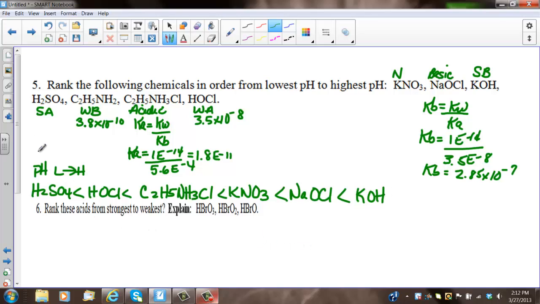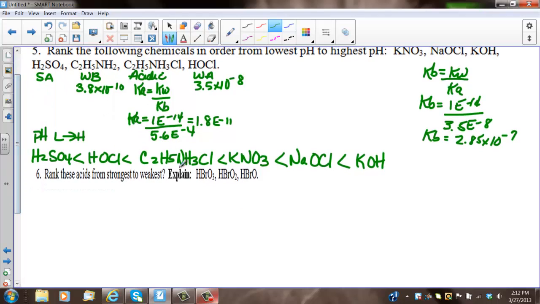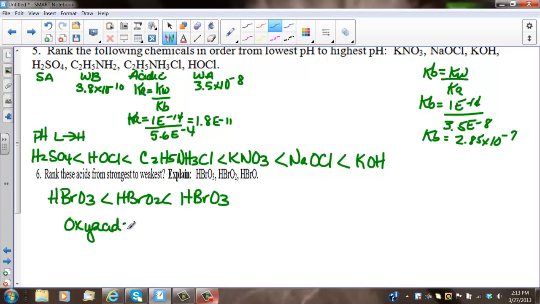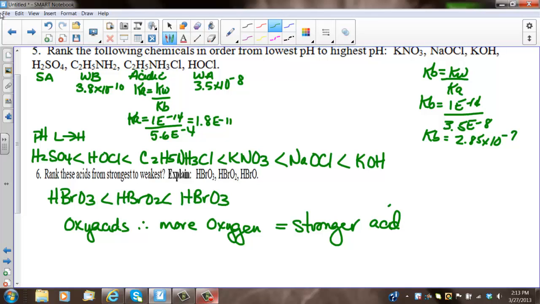Okay. How do we rank these? Strongest to weakest, that's going to be HBrO3 is less than HBrO2, which is less than HBrO. And these are oxyacids, and therefore more oxygen equals stronger acid. Okay, moving on.